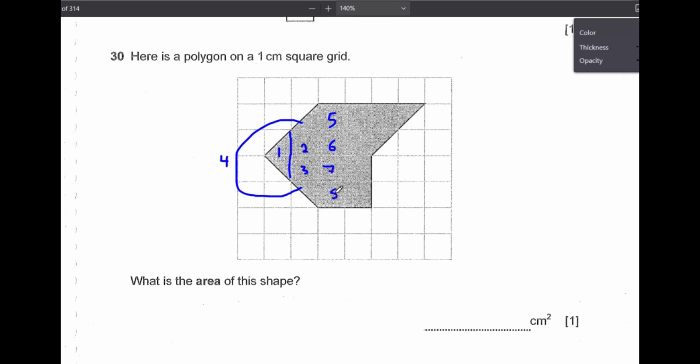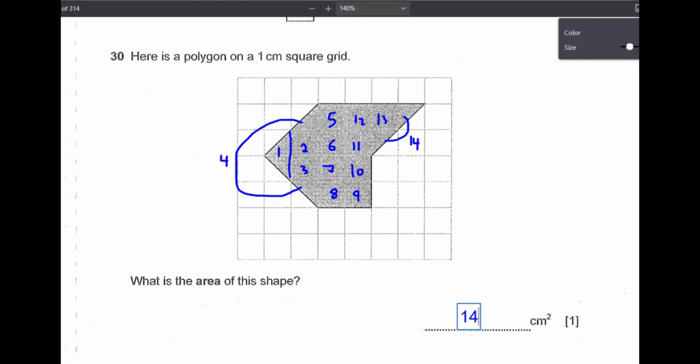8, 9, 10. This is 11. This is 12. This is 13. And those two together make the 14. So you say the area is equal to 14. They say here it is 1 centimeter square, so it's going to be 14 centimeter square.